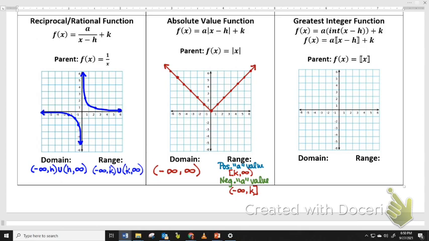And then with my greatest integer function, the last parent function we need to talk about. Remember, this is my round down function. My parent is f of x equals the greatest integer of x. So it's going to round down to 0 for everything smaller than 1. It's going to round down to 1 for everything smaller than 2. It's going to round down to 2 for everything smaller than 3.